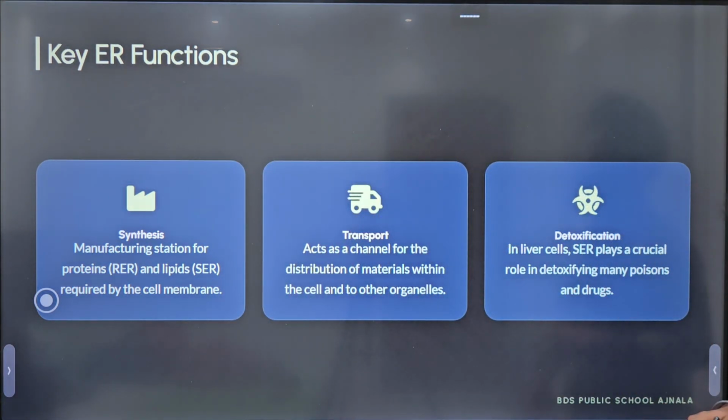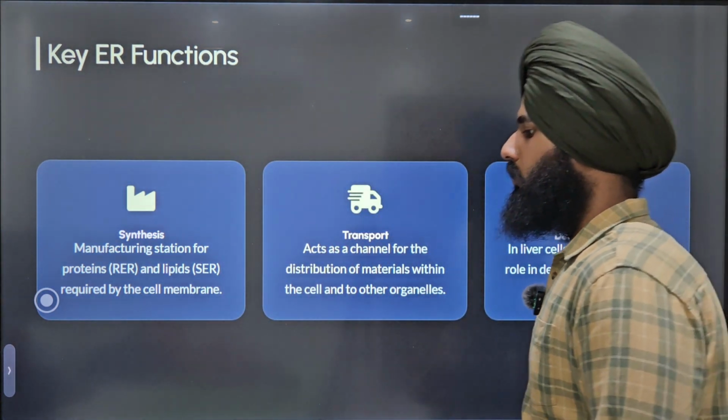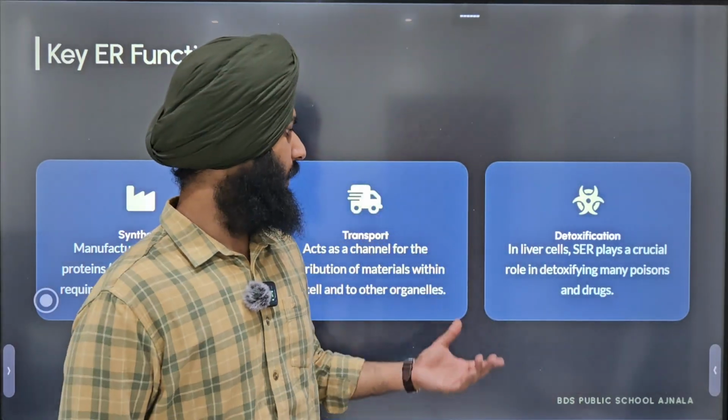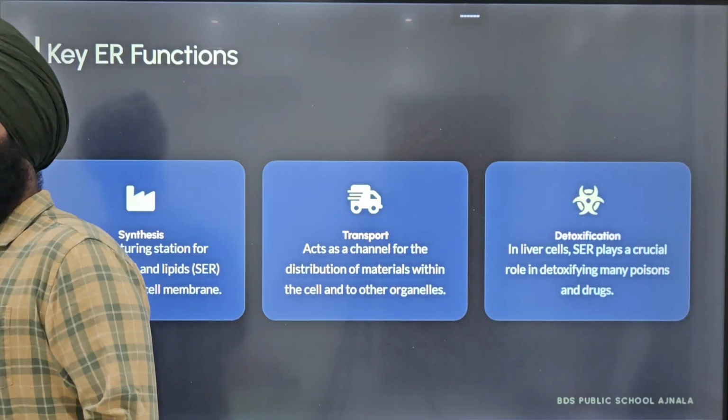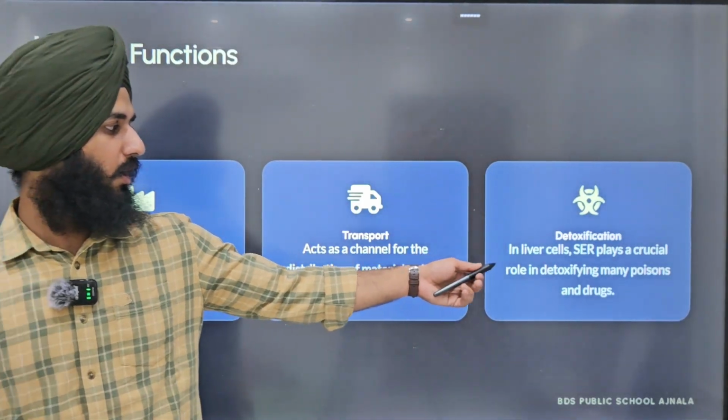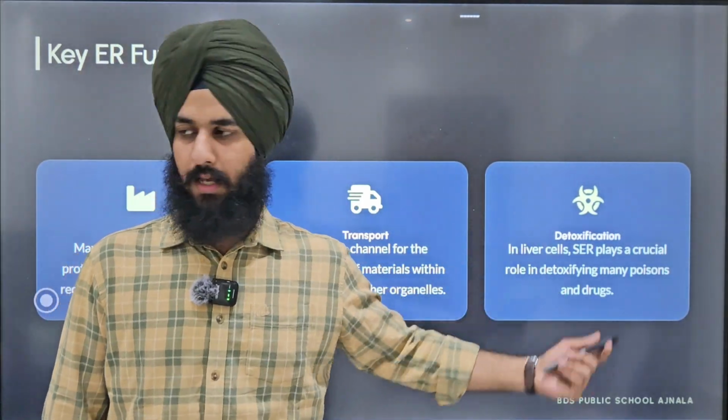And detoxification. So these cells which are present in the liver, they help to detoxify many poisons and drugs. Similarly, that is why the liver functions as an organ that digests alcohol as well.